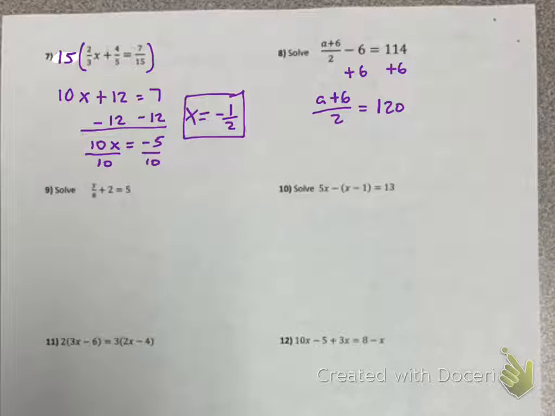From there, we're going to multiply by 2 on both sides to get rid of the 2 in the denominator. So it's a plus 6 equals 240. And then we just need to subtract 6. And so we get a equals 234.